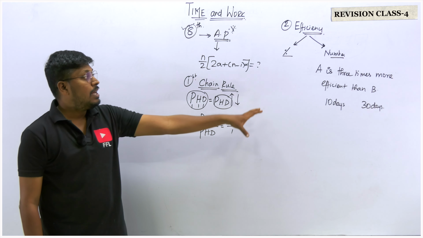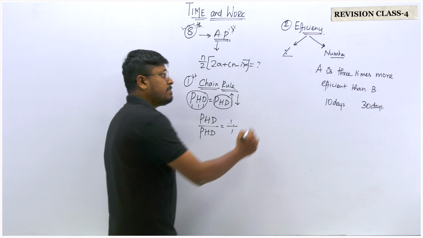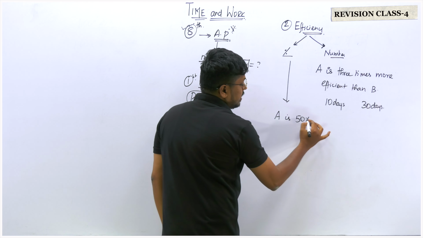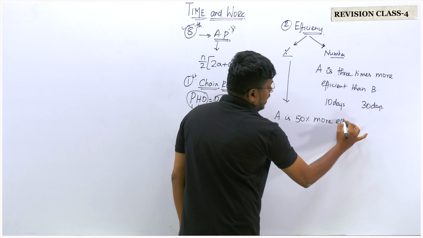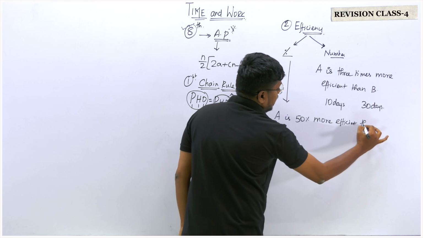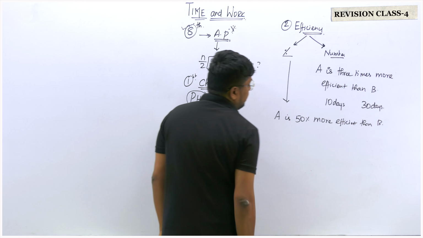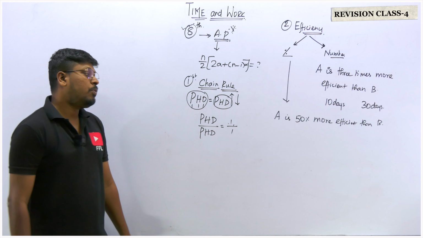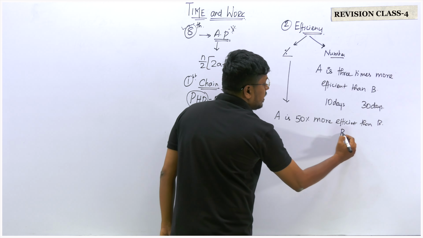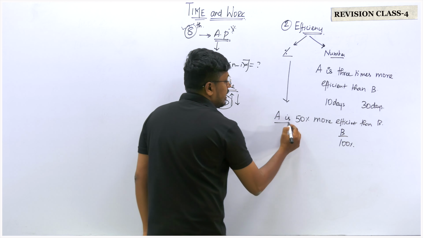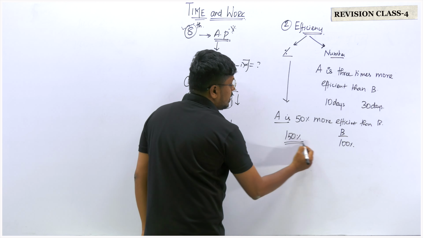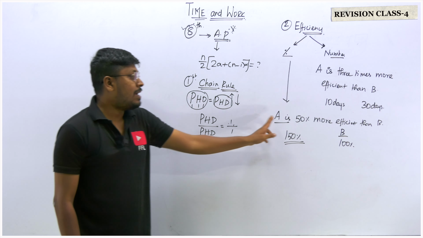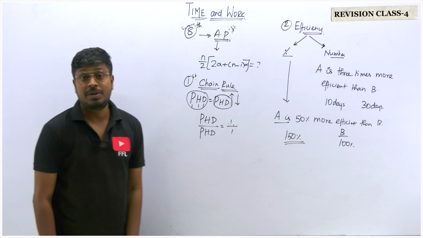But in case if it is a percentage, I have seen students making a mistake on this point. For example, A is 50% more efficient than B, right? So what is the meaning of it? A is 50% more efficient than B. But usually what many students do is they keep B as 100%, A as 150%, right? Whether it is correct or wrong? No, it is actually wrong, because see, if A is 50% more efficient, what is the meaning of it?